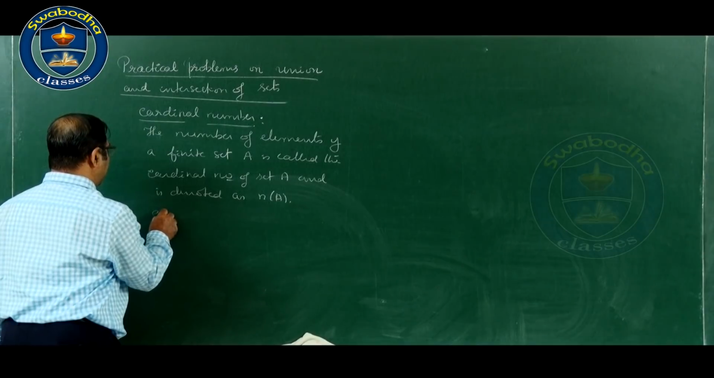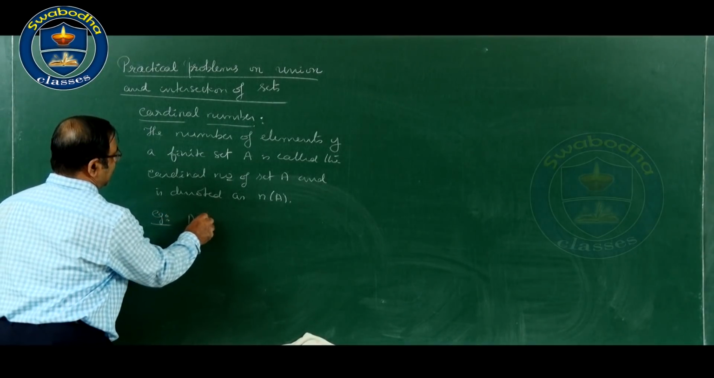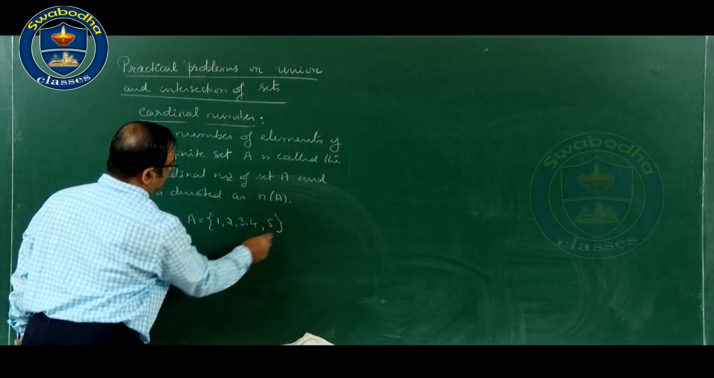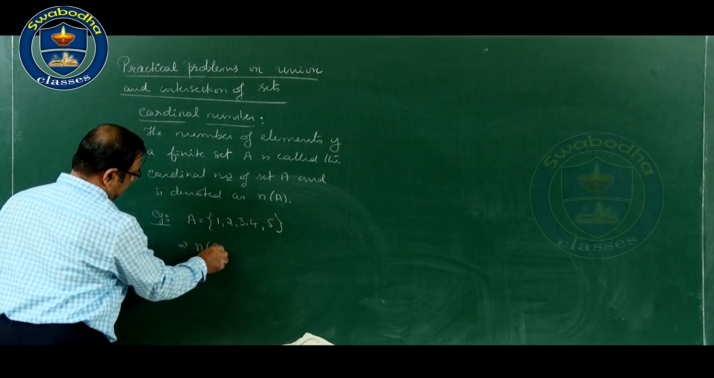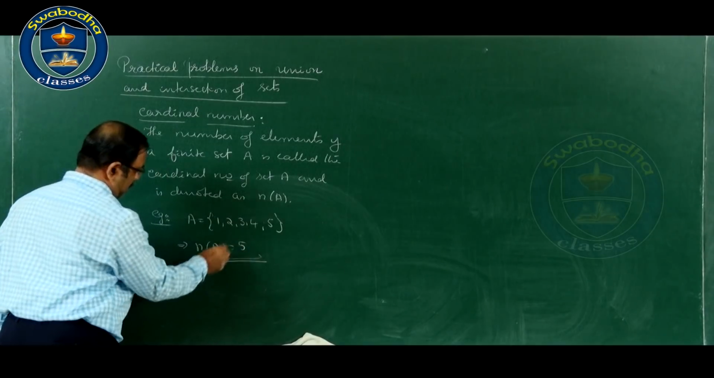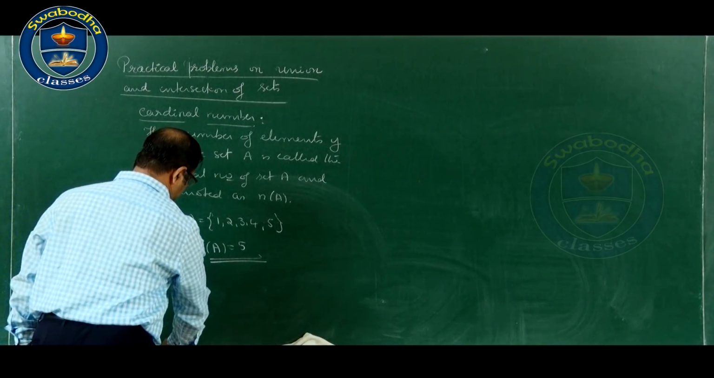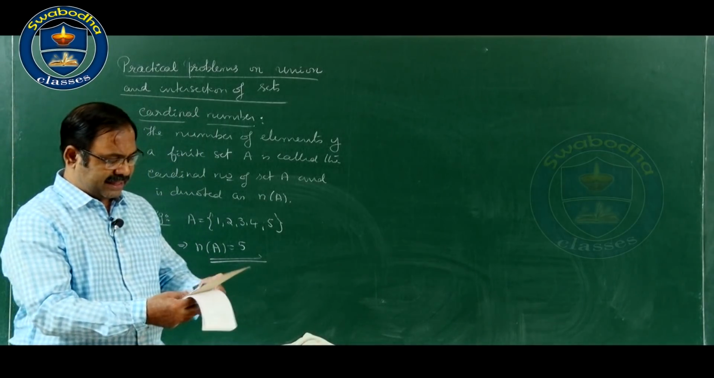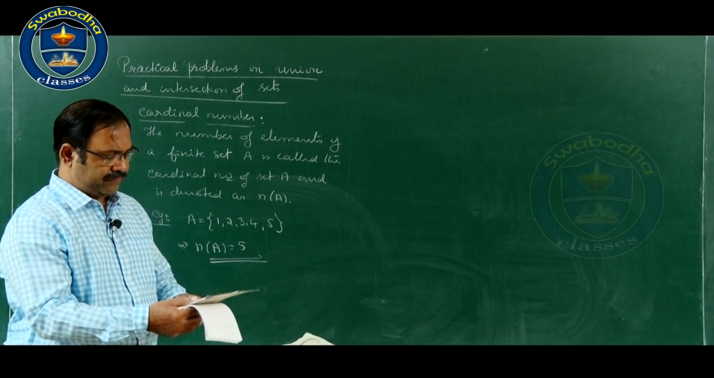For example, let us write A equal to {1, 2, 3, 4, 5}. This implies n of A is equal to 5. So the number of elements present in the set is equal to 5.